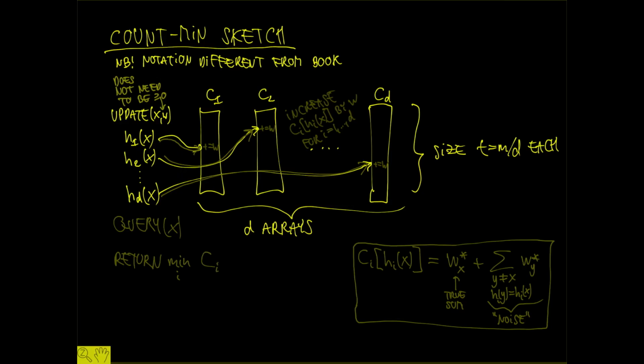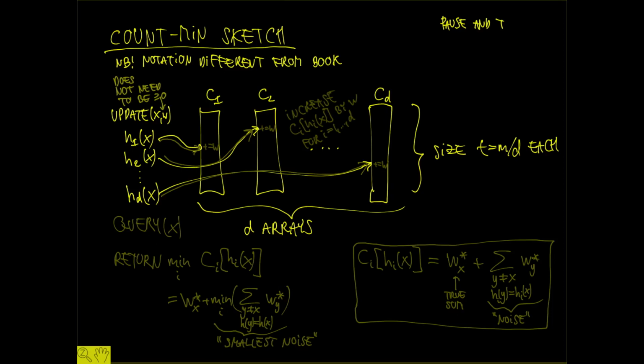What we're going to return is the entry that has the smallest noise. So that's the minimum over all i of C_i of h_i of x. So this is going to be equal to the true sum plus the minimum of all the noise terms. Even though we are allowing negative updates, we are going to assume that the noise is not negative.